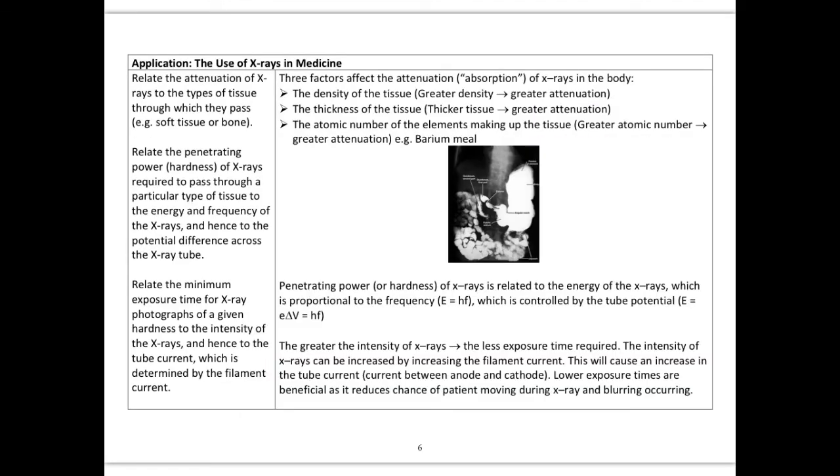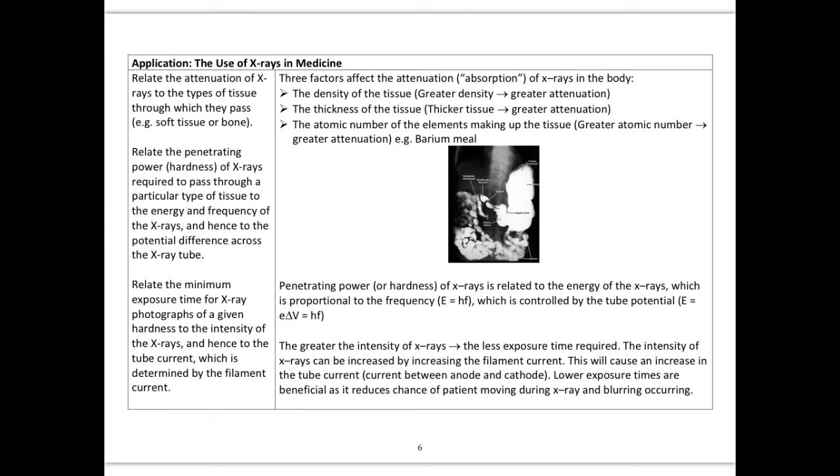Okay, time for a crash course in being a radiographer, or how to use an X-ray machine. So we're going to quickly cover the things that affect the attenuation or the absorption of X-rays in our tissue. We're going to talk about how we can increase the penetrating power, which we call the hardness of X-rays, so that they can penetrate further through our tissue. We're also going to talk about how we can increase the intensity of an X-ray so that we can get a really good X-ray picture really, really quickly.